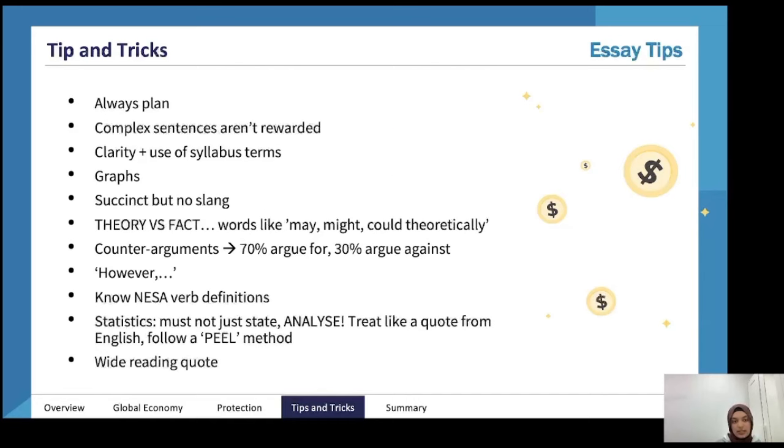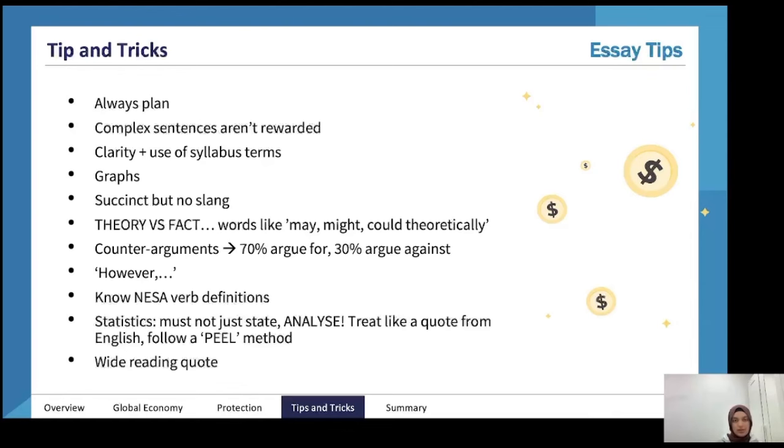In terms of essay tips, a couple of tips that I would always suggest is to plan, right? Plan out your response. What am I including in my intro? What am I including in my body paragraphs? What are the stats? Just quickly note them down on the side after you've started your writing time.